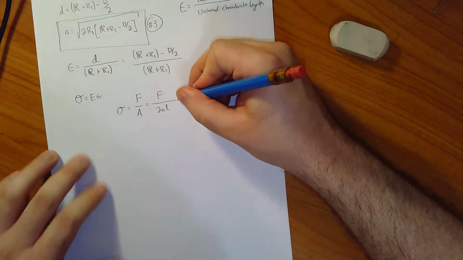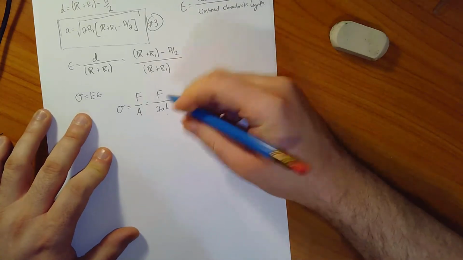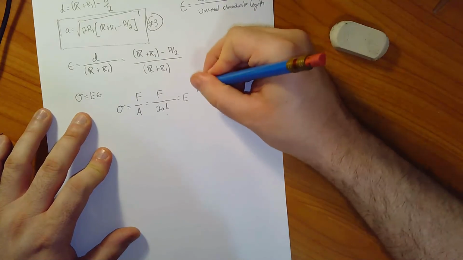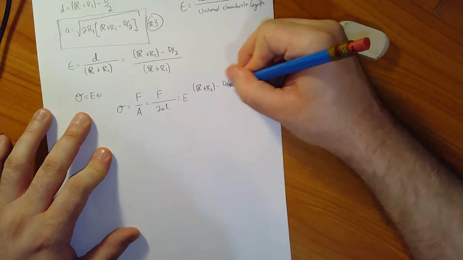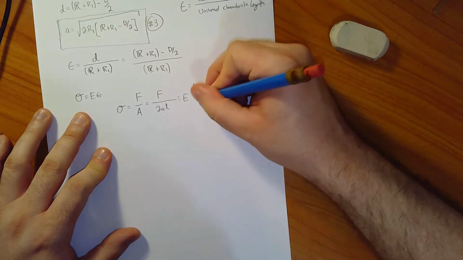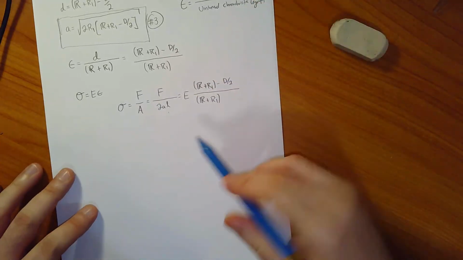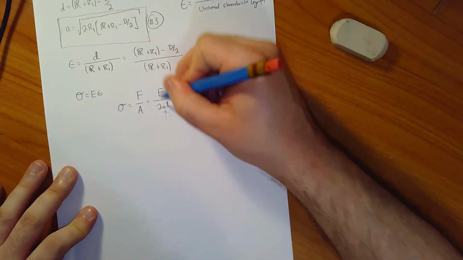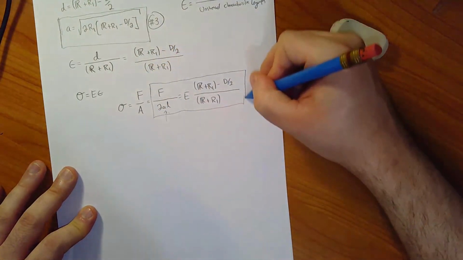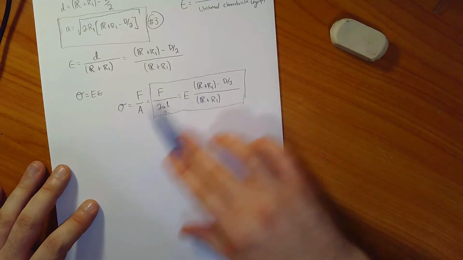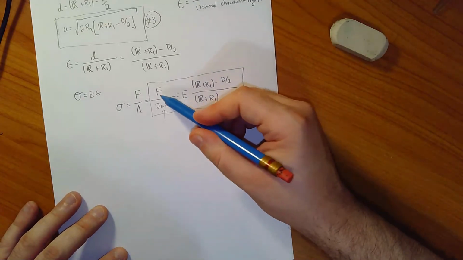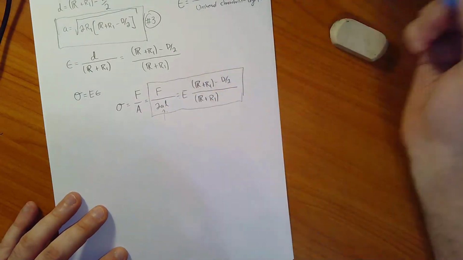So there's that guy, and then I need the strain, right? So this is now going to be equal to the Young's modulus times the strain, and here's my strain expression: R plus R1 minus D over 2, over R plus R1. Right, there we go. Okay, with the exception of my inability to find A, which I've got written down somewhere, I just don't have it off the top of my head, that's the expression that relates all of these things that I now can measure to the force.